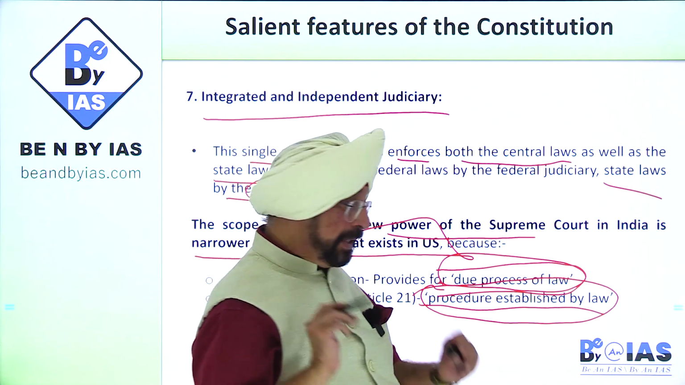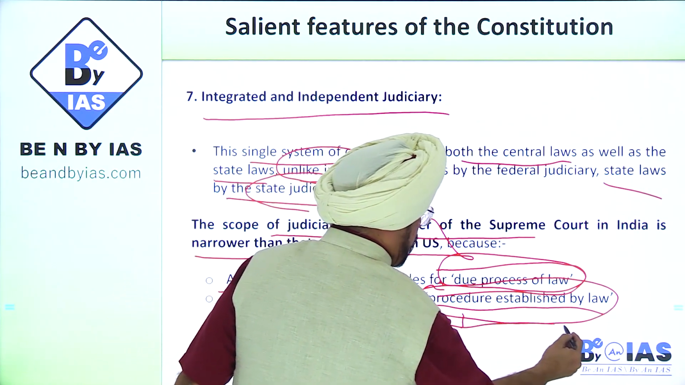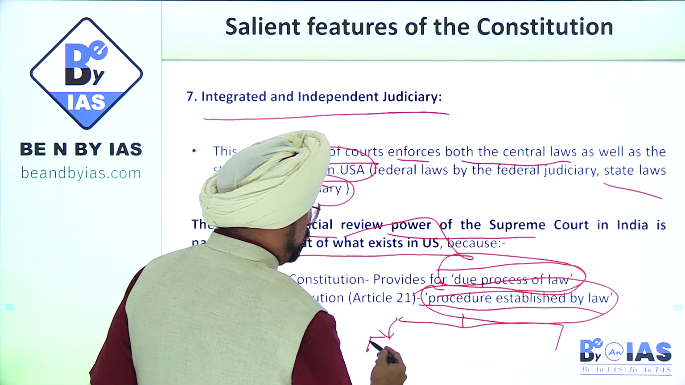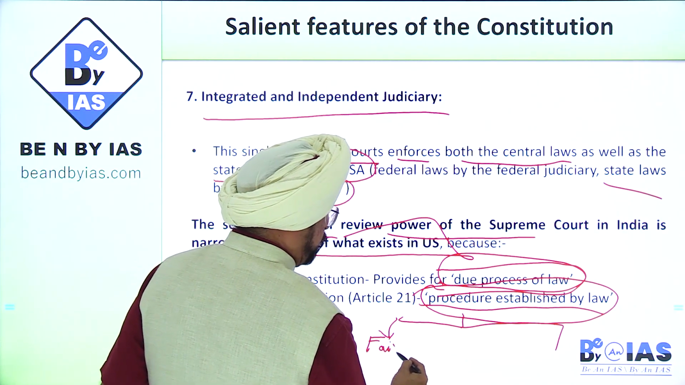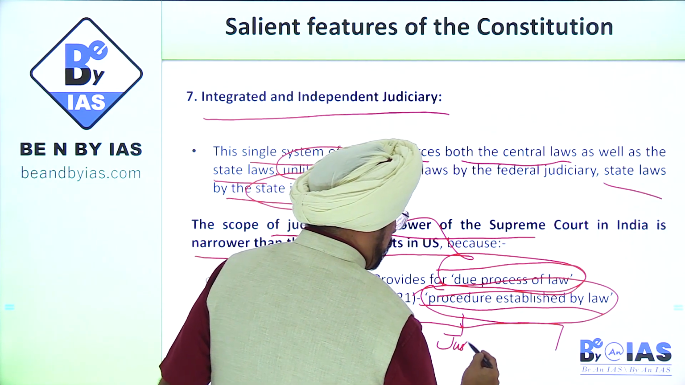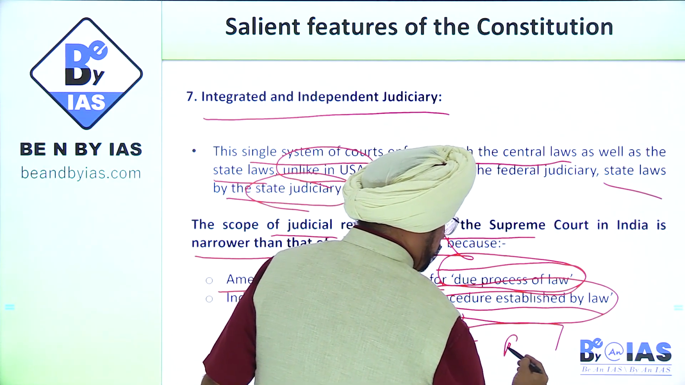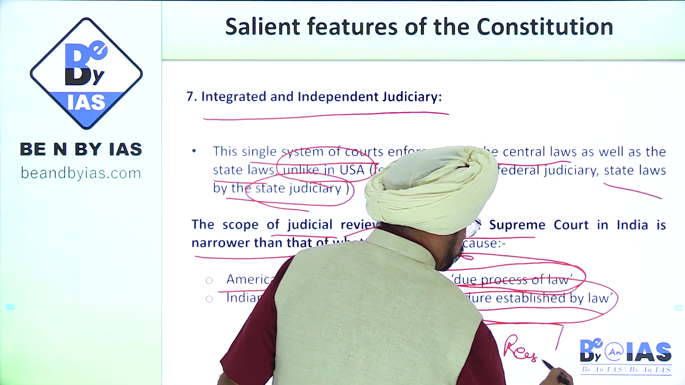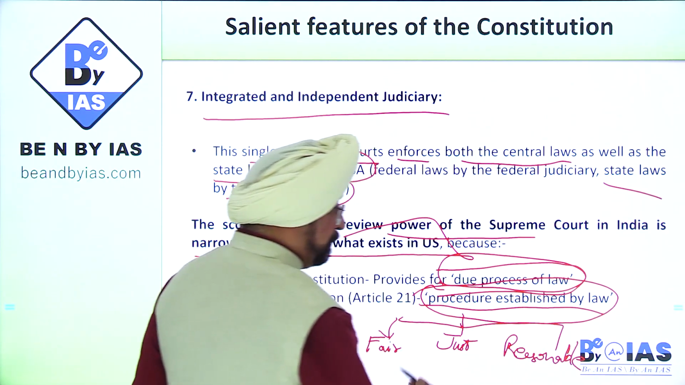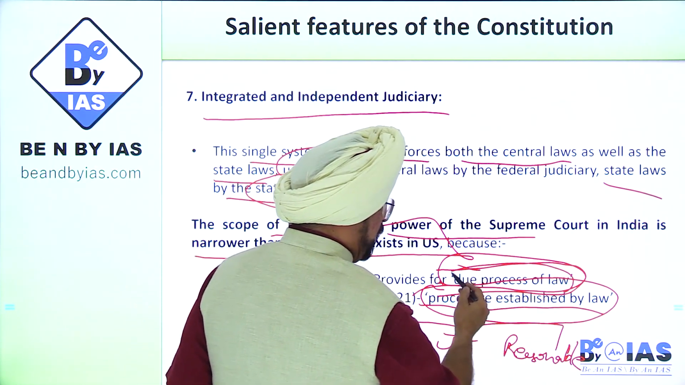Whereas, after Menaka Gandhi case, there are only three factors which have to be examined. One is that the procedure has to be fair, the procedure has to be just, and the procedure has to be reasonable. Now, this has led to some kind of semblance with due process.